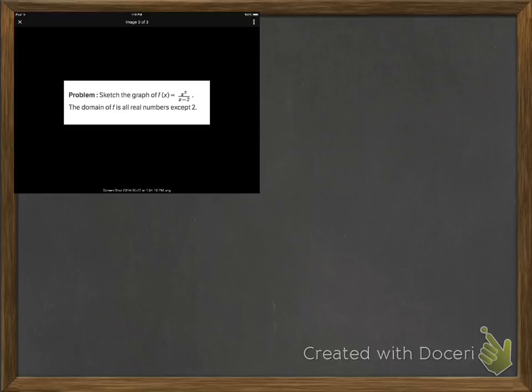So we're going to do this one as a class, but one of the things I want you to think about as we do this is we need to find critical values for f prime of x, what that's equal to, and f double prime of x. And so this is a great one to come back and practice and see how well you can do sketching a graph like this after we've done it together.